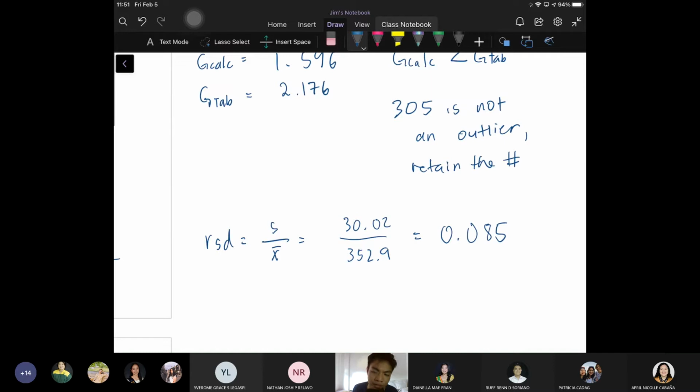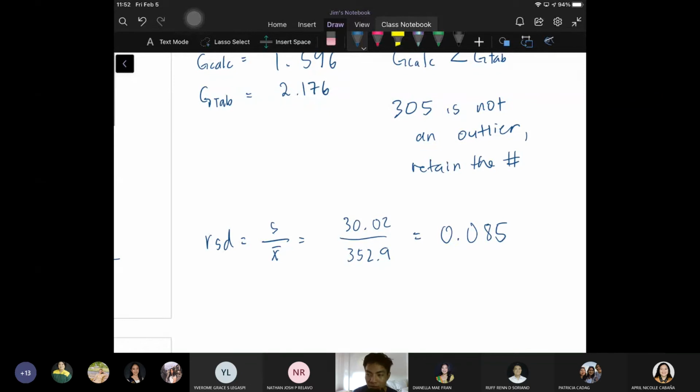Kunwari, ako ay analyst, tapos ang threshold ko ay 0.05 or 5% lang. So ito medyo mataas pa yung aking RSD, so possible I have systematic error dito. Okay? So ganun natin conclude. Pwedeng may systematic error, pero ang mahalaga wala akong gross error, kasi walang outlier.